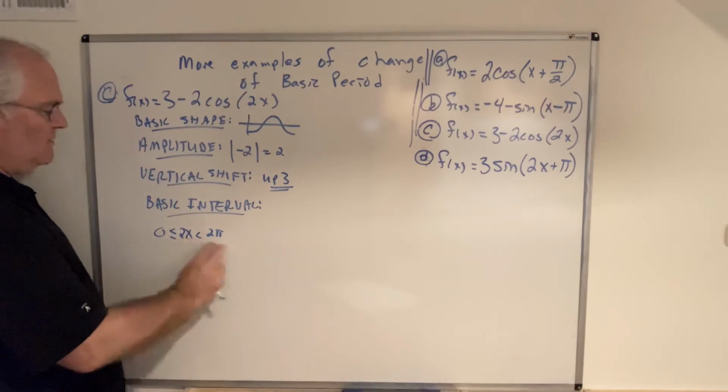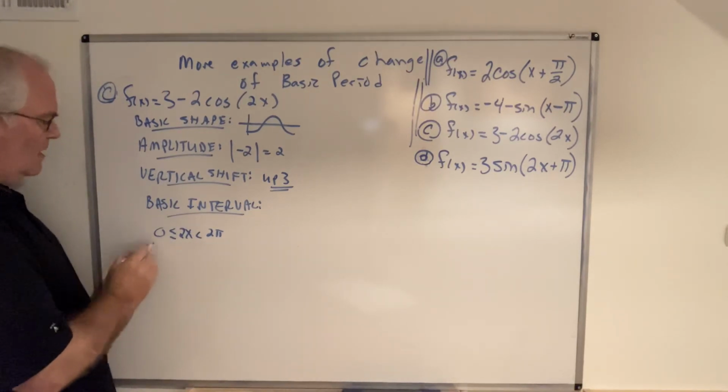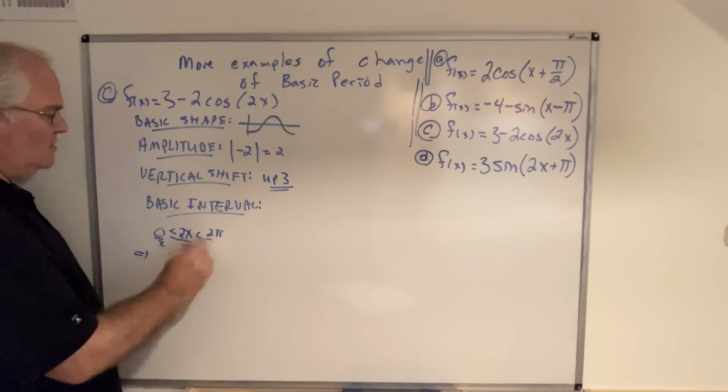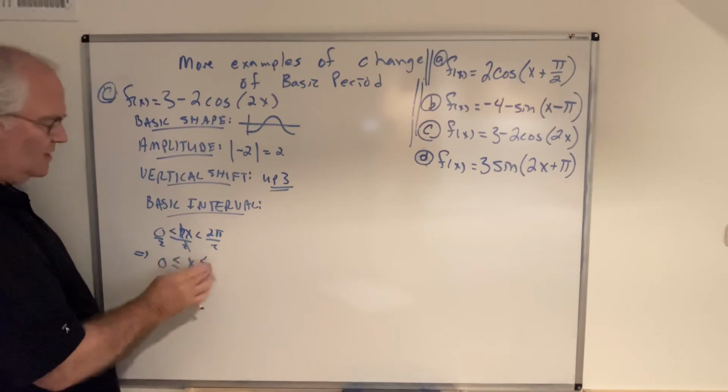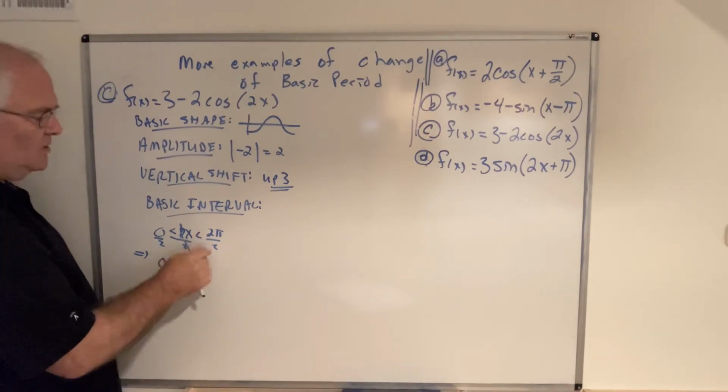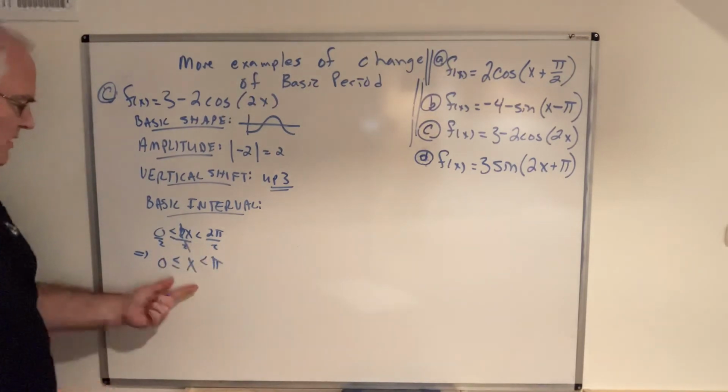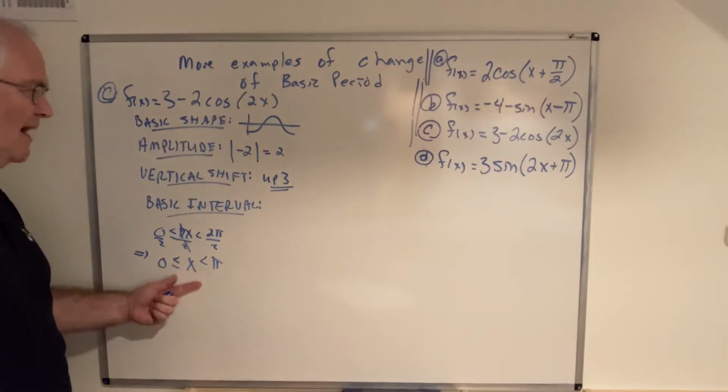In this case, everything is divided by 2. Divide by 2, divide by 2, divide by 2. And so 0 is now less than or equal to, the 2's cancel. X is less than or equal to, less than. The 2's cancel again, pi. So this goes through one complete cycle from 0 to pi.